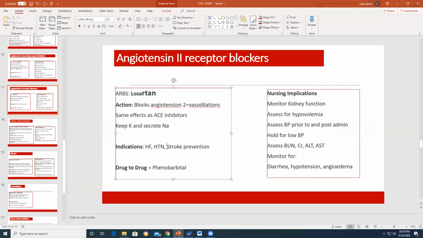Again, heart failure, hypertension, and because of the vasodilation properties, this can also be a stroke prevention medication. And the biggest drug to think of here for drug-to-drug interactions is phenobarbital.